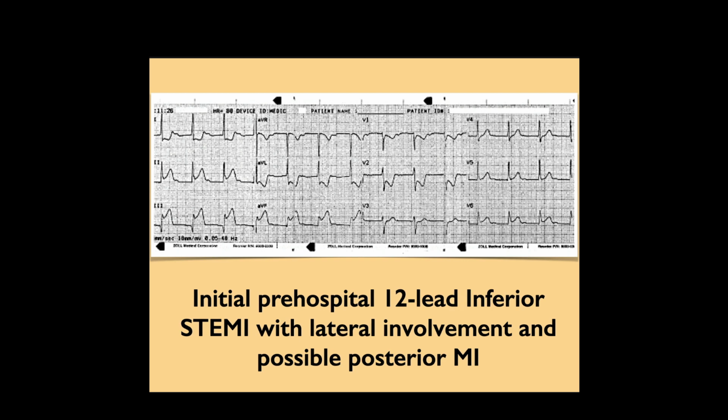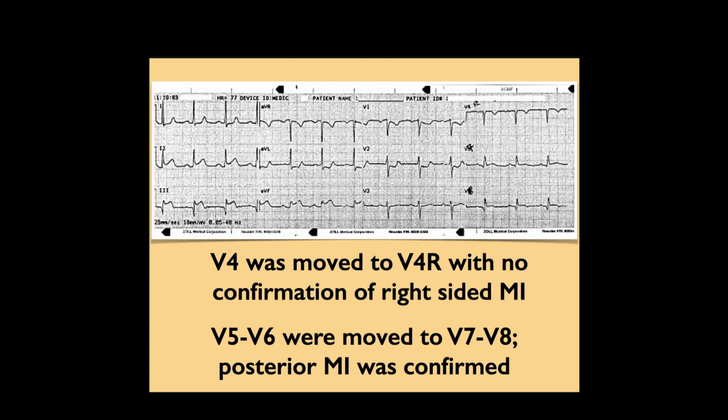So here is a pre-hospital 12 lead where they did check. This was the initial one, with an inferior STEMI and a little bit of lateral involvement. Not so much on V5. So first they moved V4 over. See how they wrote in V4R? There is no right-sided involvement. But then they moved V5 and V6 to look for the posterior, and it was confirmed.